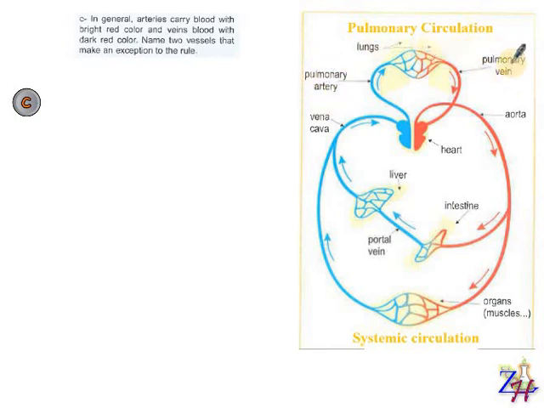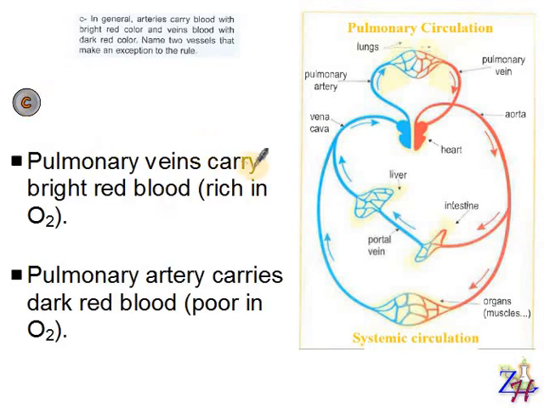While the pulmonary vein, which carries blood from the lungs to the heart, this blood is oxygenated. It comes after the gas exchange. So it's rich in O2. That's why its color is bright red. So we can say that pulmonary veins carry bright red blood, which is rich in O2, while pulmonary artery carries dark red blood, which is poor in O2.